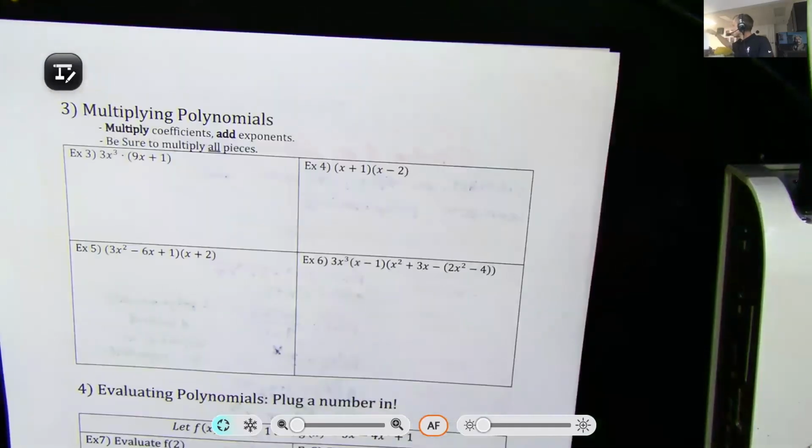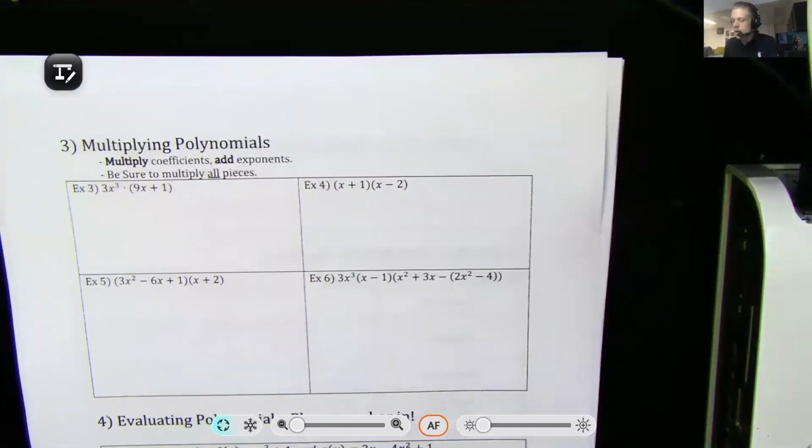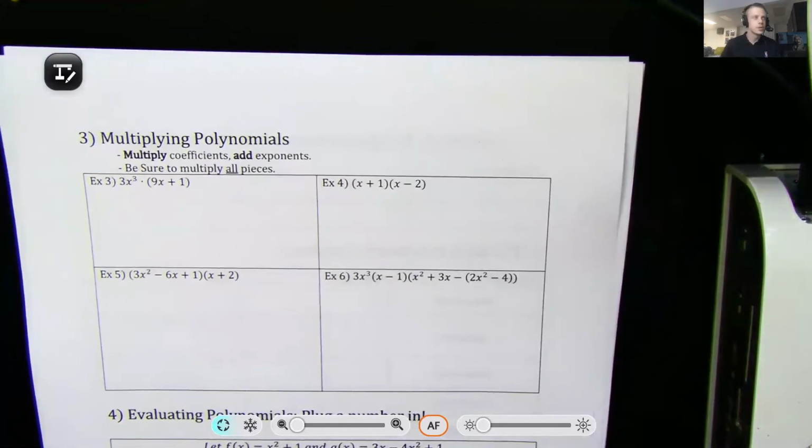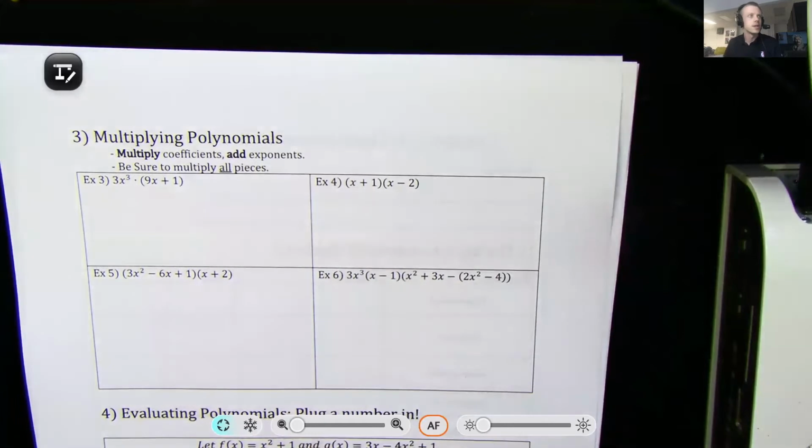I'm actually going to get another page so my pen doesn't bleed through. We're going to move on to multiplying polynomials, okay? When we multiply polynomials, we multiply the coefficients and add the exponents. Be sure to multiply all pieces. If there's some pieces that you have not yet multiplied, be sure to multiply them. All right, so let's knock out this first one.